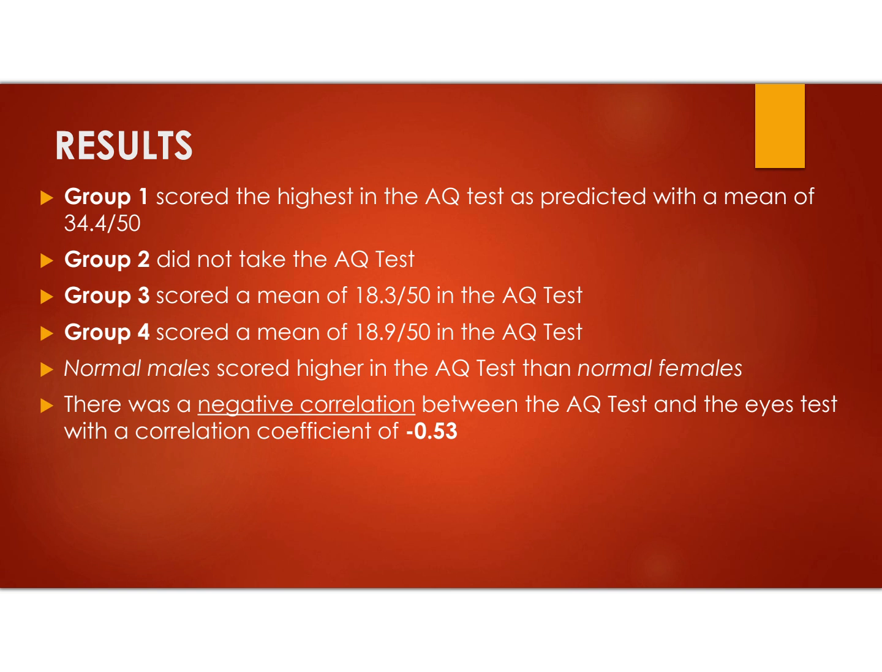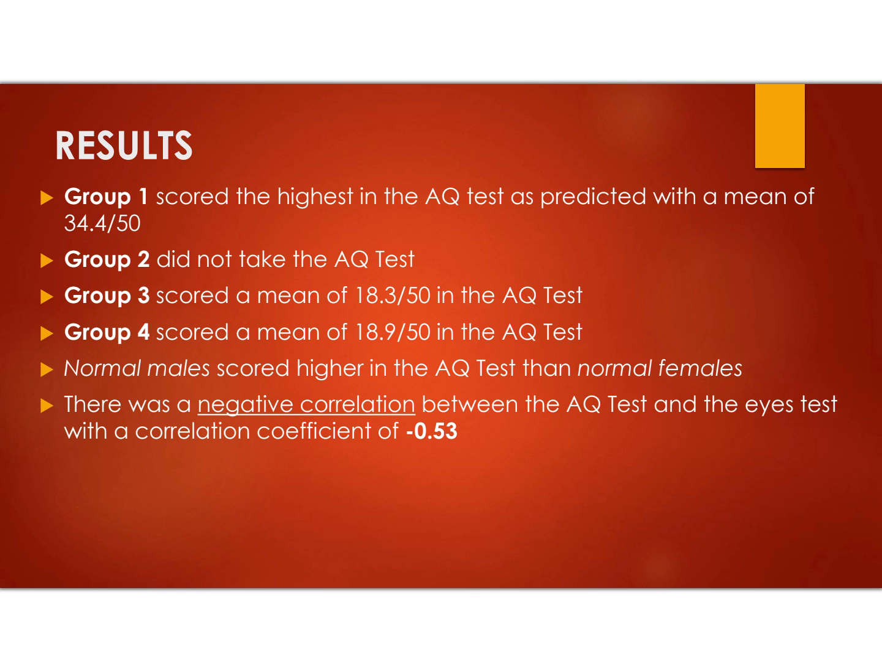And so if females are better at judging emotions than males, then they should score higher in the ICE test. But at the same time, males should score higher in the AQ test compared to females. And that's something that we saw here as well. Normal males scored higher in the AQ test than normal females.